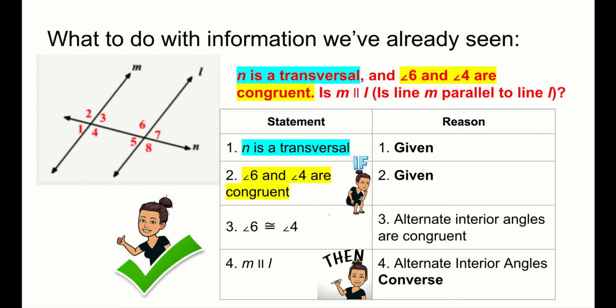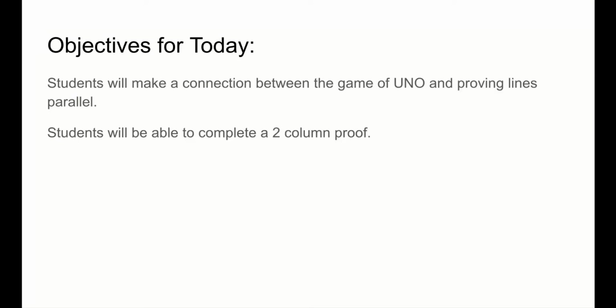Then you need to think about what types of angles 6 and 4 are. So you're going to say in step 3 that angle 6 is congruent to angle 4 because alternate interior angles are congruent. If we don't state that, then we can't state what converse it is. So you're always thinking, what types of angles are they? Then in your last step, you are proving what the question is asking. Is line M parallel to line L? And yes, that is true because of the alternate interior angles converse. That would be the then part of that because you're proving those lines parallel.